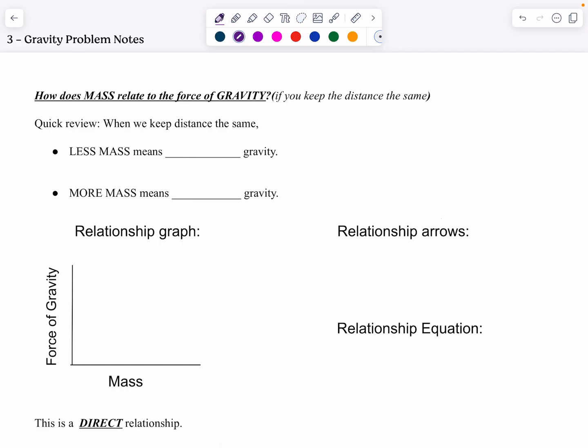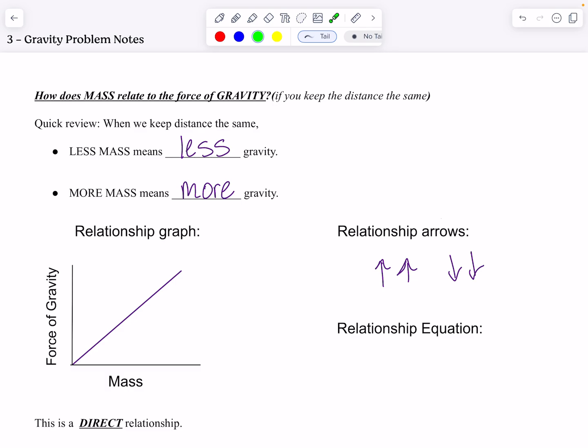Okay, today we're going to look at how to solve gravity problems. So, quick review: less mass, we figured out, meant less gravity, and more mass meant more gravity, and we had a graph line that looked like that when we graphed it using the PhET animation. What that shows us is more mass means we get more force of gravity. So if one goes up, the other goes up. If one goes down, the other goes down.